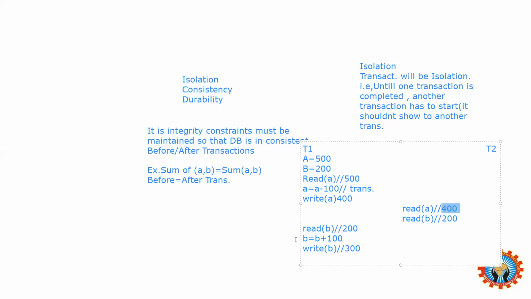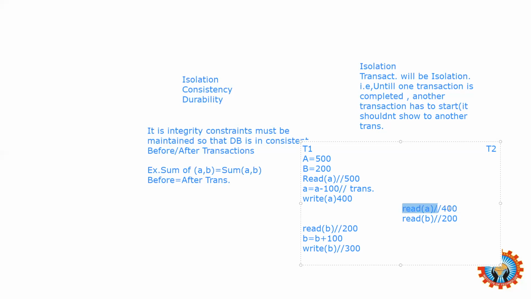So in between transactions, if another transaction is happening, it will get different data. The data used in one transaction should not be used by another transaction. So here, like in between read of A and read of B.